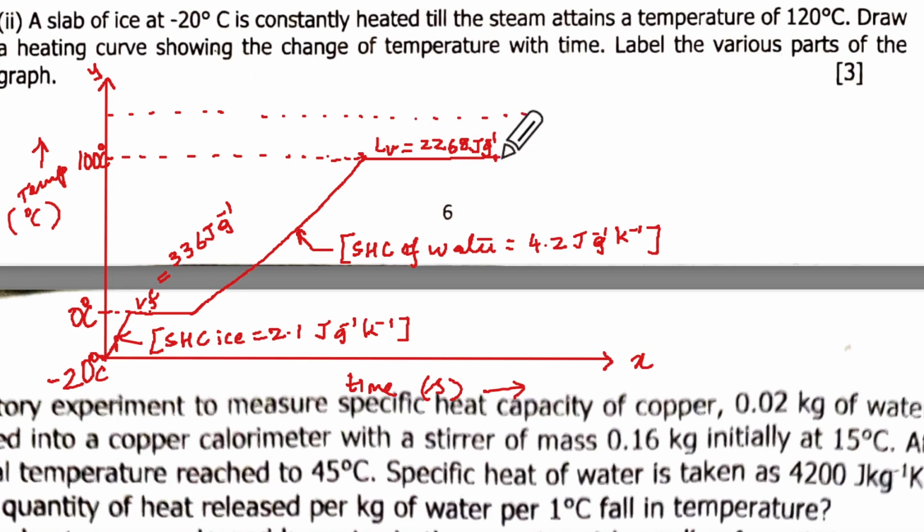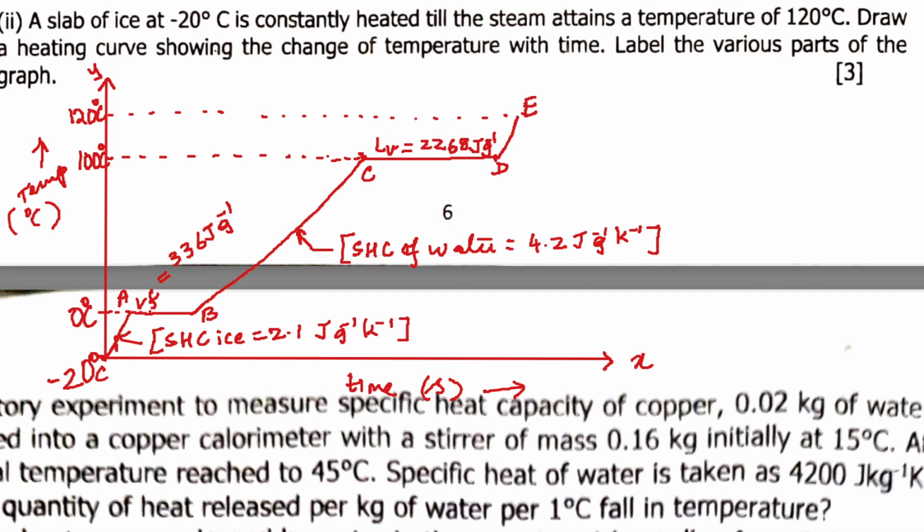Now for steam, again there will be a sharp rise in temperature. Understood? Till it is how much? 120 degrees C. Did you understand up to here? Label the various parts of the graph. So let us call these A, B, C, D and E.